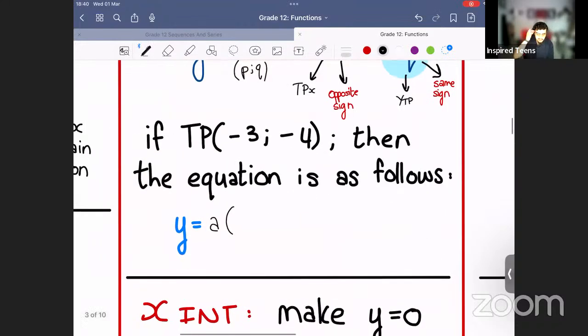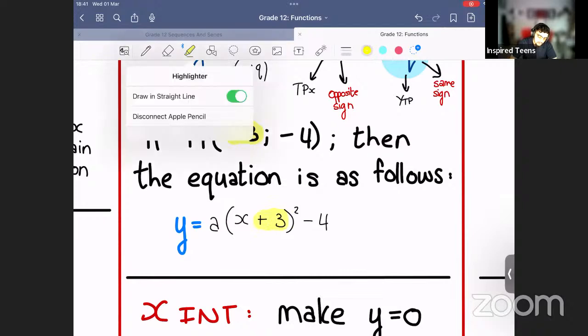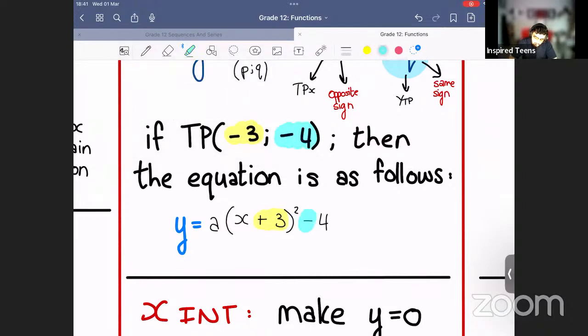So remember, opposite sign. If you're going from turning point to equation, opposite sign. If you're going from equation to turning point, opposite sign as well. So y is equal to a into open brackets, x plus 3 squared minus 4. So I changed the sign for the x turning point, and I kept the sign for the y turning point.